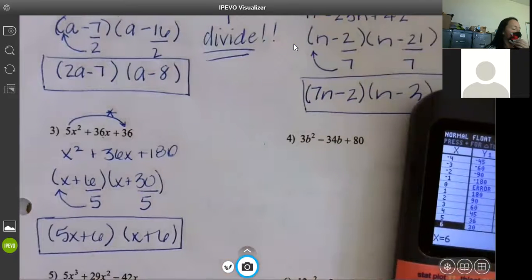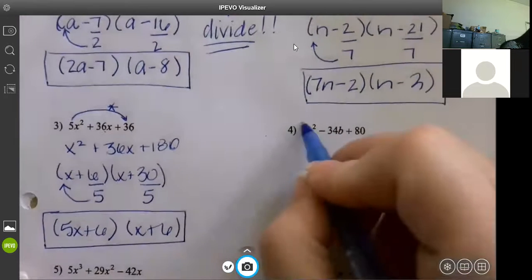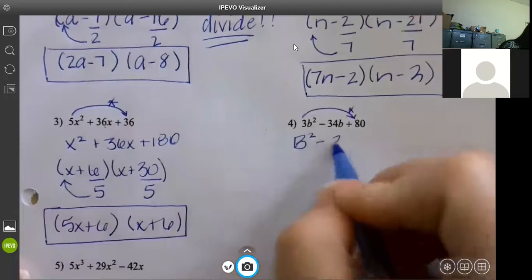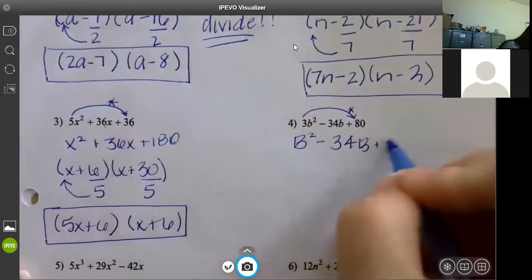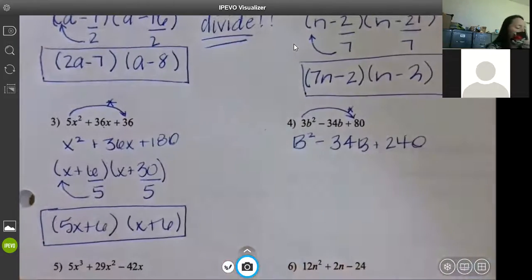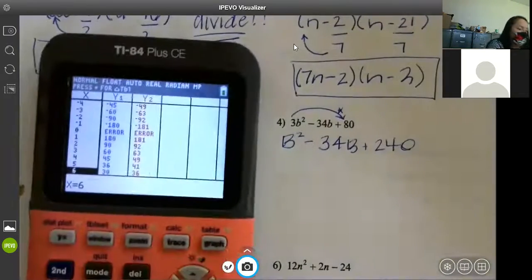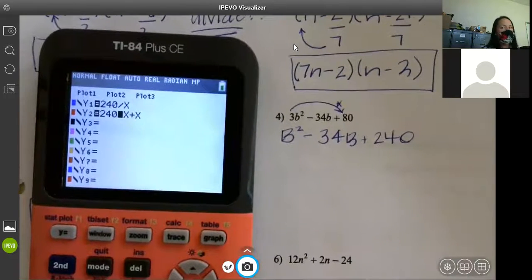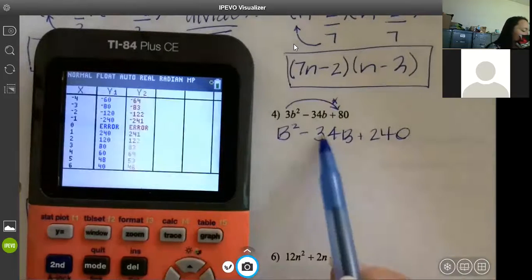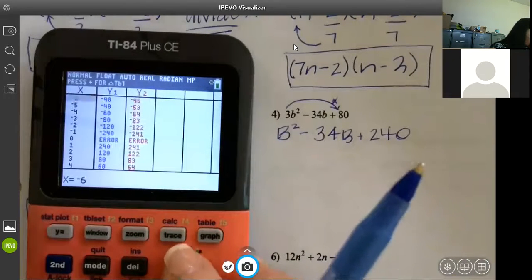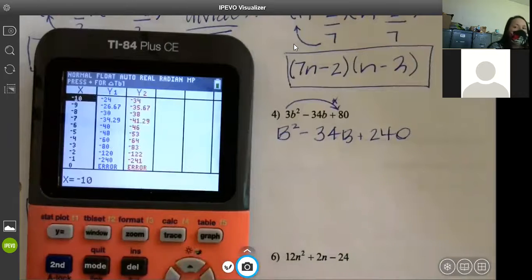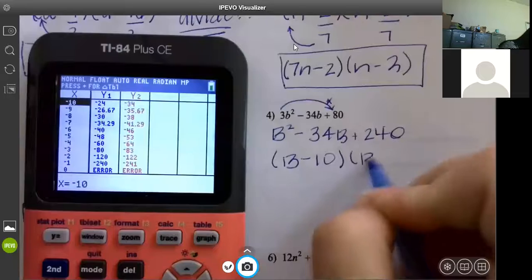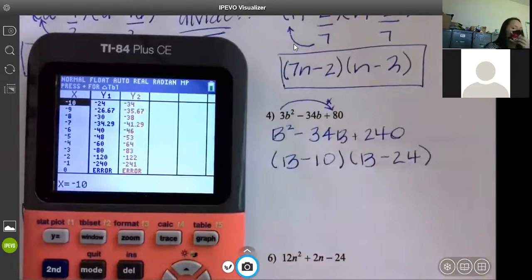3, 34, and 80 do not have a GCF. So we're going to slide that 3 over. We get b squared minus 34b plus 240. We're going to use our calculator, a positive 240 divide x, 240 divide x plus x. We're looking for a negative 34. There's a negative 64, 46, 38. There's negative 34. So we get b and a negative 10, b and a negative 24.